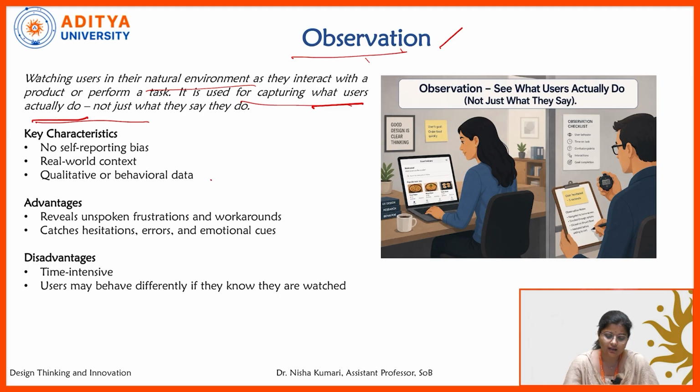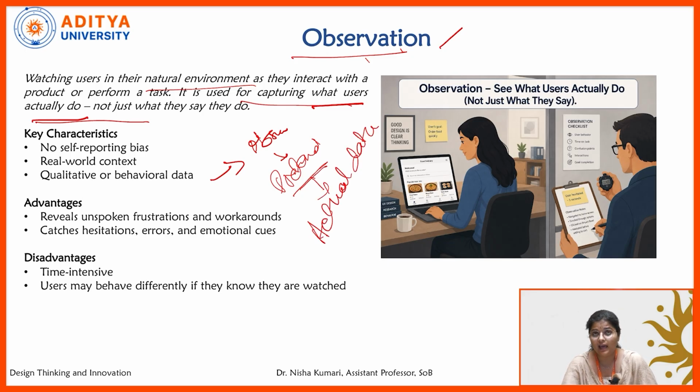Because if we let you know that we are observing you, what will happen? You will start pretending. That pretending will come into the picture, and if it does, you will not get the actual data. And to get the actual data, we should not let the user or the individual know that we are observing them. We will observe the users behind the back.